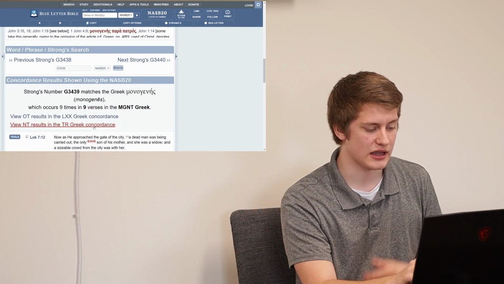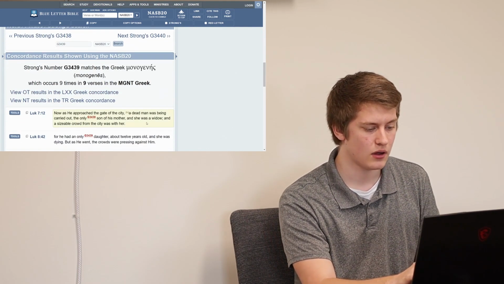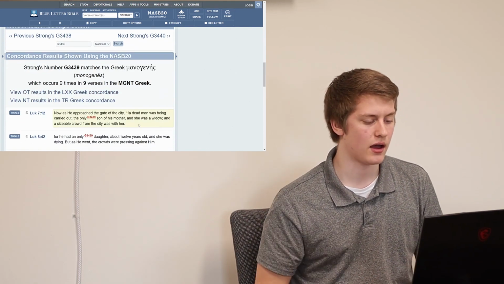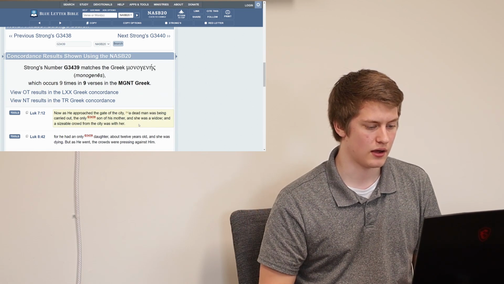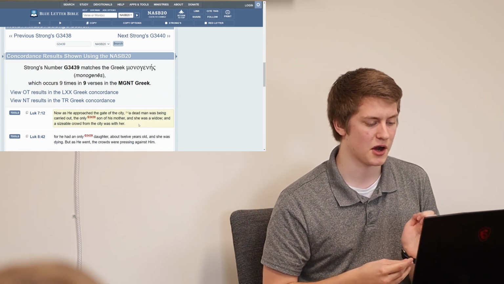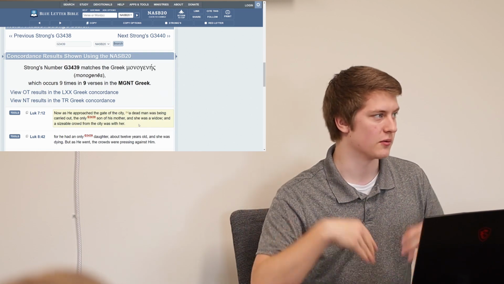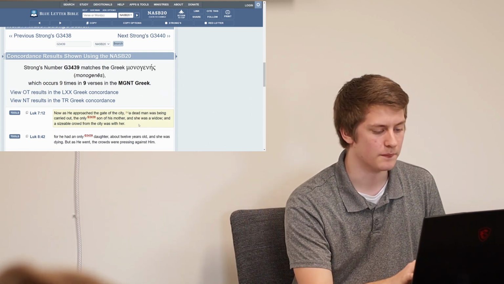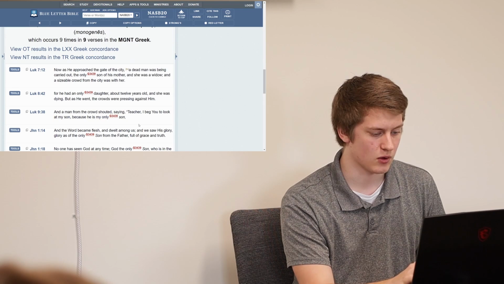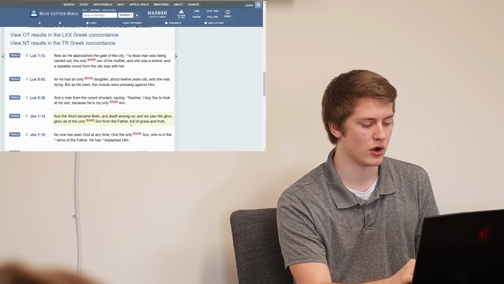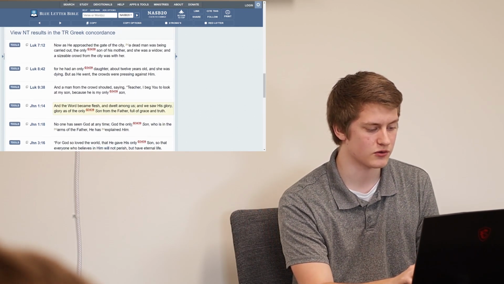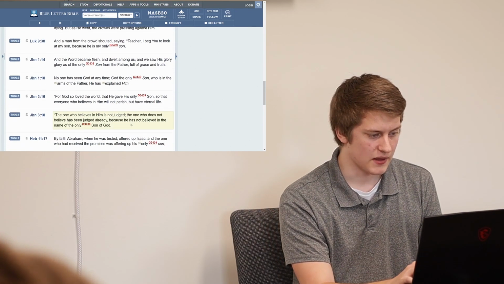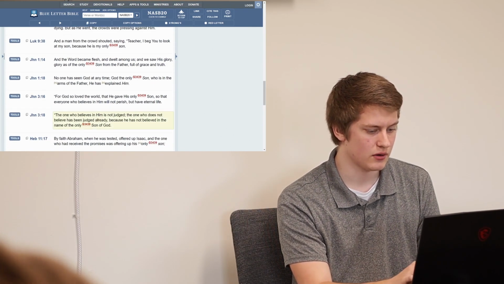Now let's look at it. It's only used 9 times, and we see here that a dead man was being carried out, the only son of his mother, so he's an only child. So the idea of it being only child, again, we have this glory as the only son from the Father, full of grace and truth. It's used actually a few times in John.